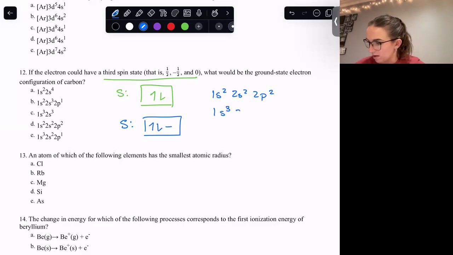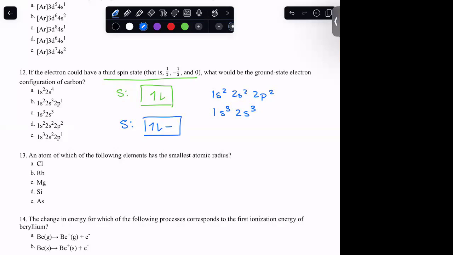Now it's going to be 1s3, 2s3. Because now it's going to build up 1, 2, 3, and then 1, 2, 3. Not 1, 2, 1, 2, 3, 4, 5, 6. Does that make sense, Aaron? Yes, thank you. Okay. Yep.